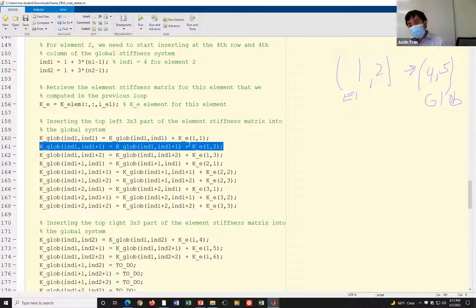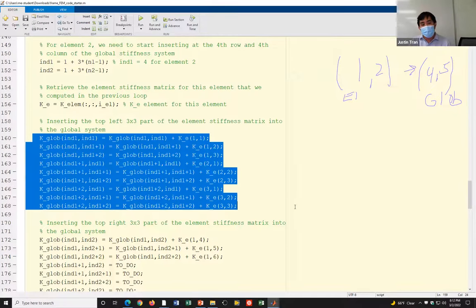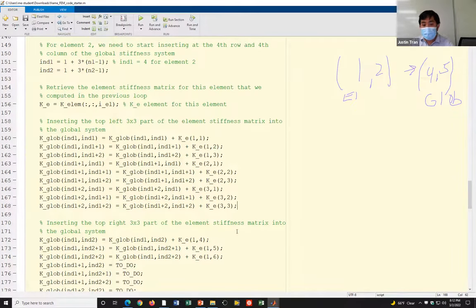And so what we're saying is that for the four, five entry of the global matrix, we're going to add to it whatever the one, two entry is in our element system. Okay. And then that same logic can be applied for everything else in this quadrant, right? And so you can see here there are nine lines of code, one for each of the entries in here.